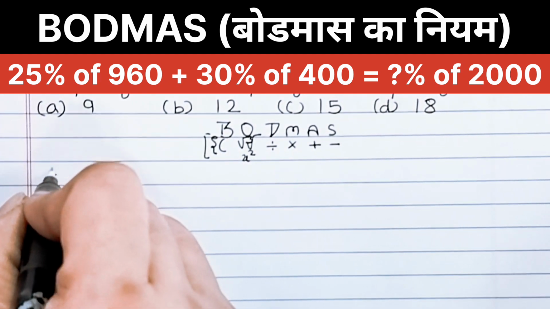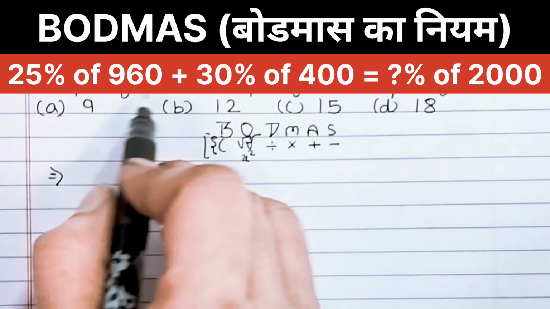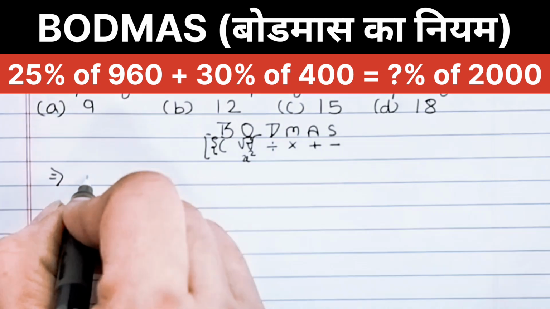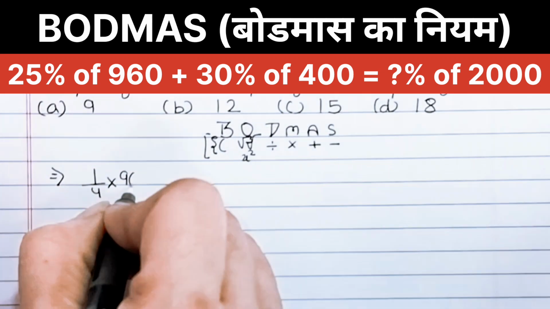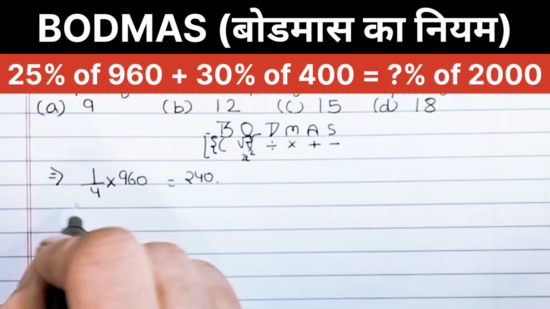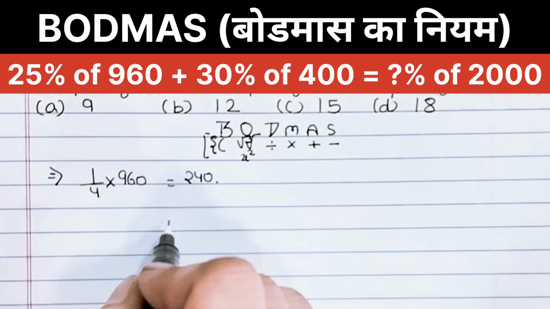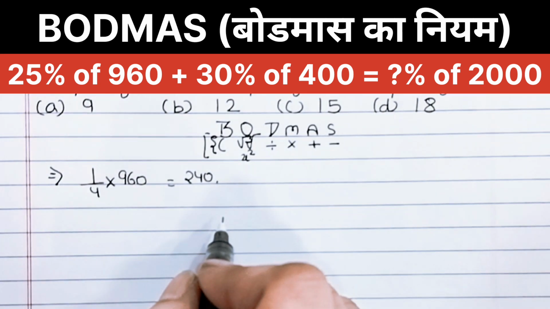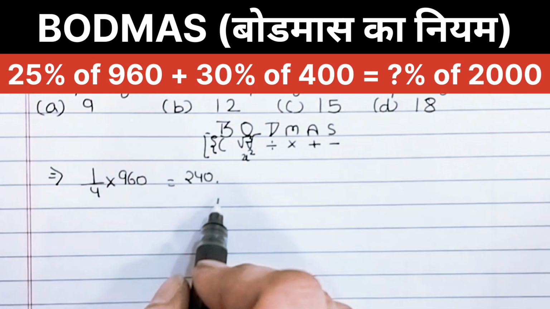Now step 1, calculate the first part of. Start by finding the 25% of 960. So 25% is 1 upon 4 of 960. So now you can cut down the values and you will get 240. According to this step, BODMAS says we handle of, multiplication of the percentage, first to simplify the terms before adding them. So the first part of the expression simplifies to 240.